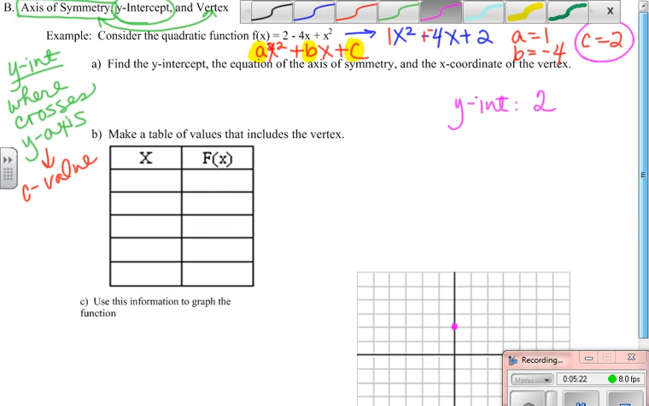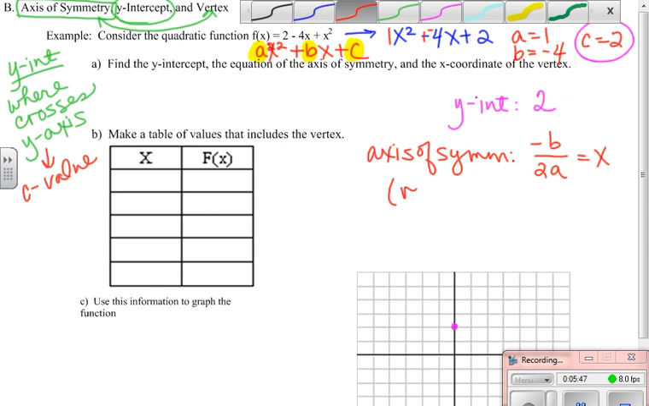Now the other values we're interested in are these axis of symmetry, that vertical line where if we fold it in half, it matches up on both sides. And so the axis of symmetry can always be found by taking the opposite of b all over 2a. And that equals x. And remember, x equals is a vertical line. The cool thing is this also gives us the vertex x-coordinate, because it's on that vertical line.